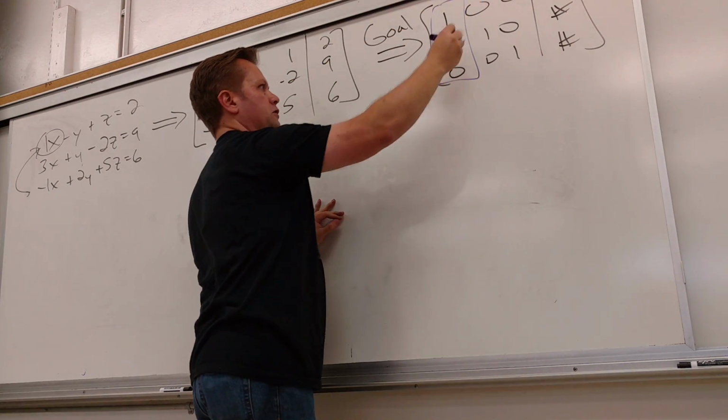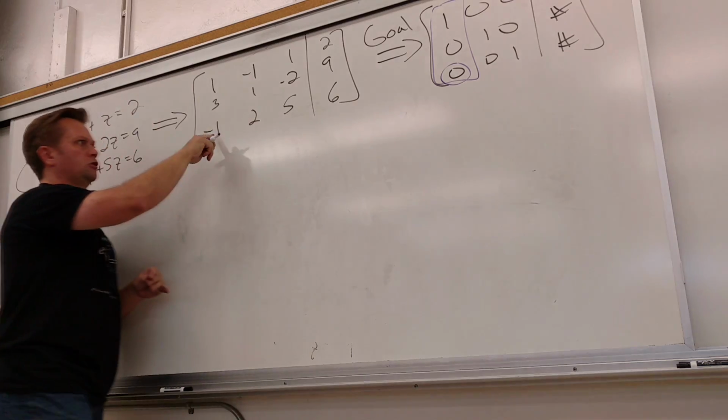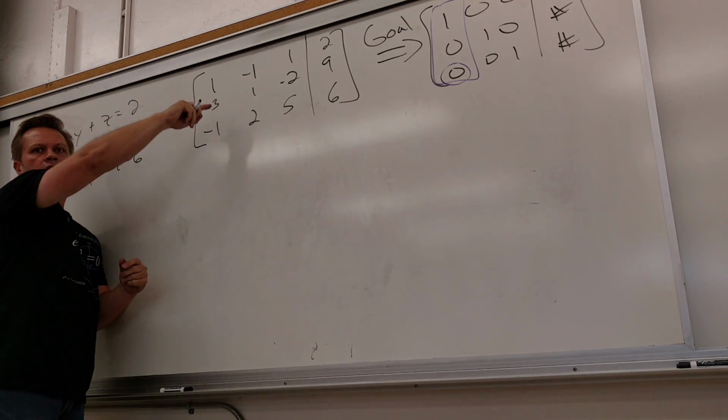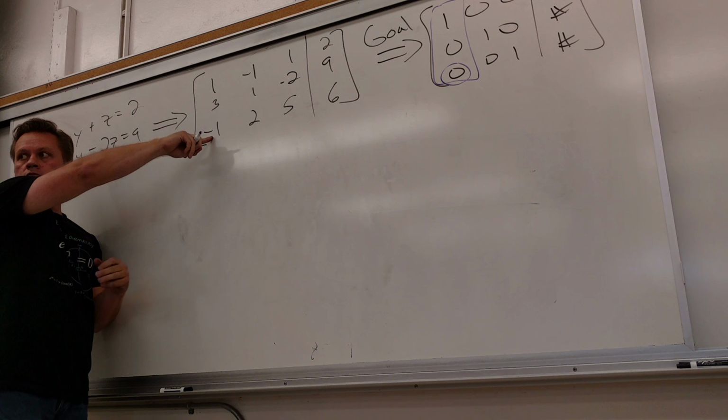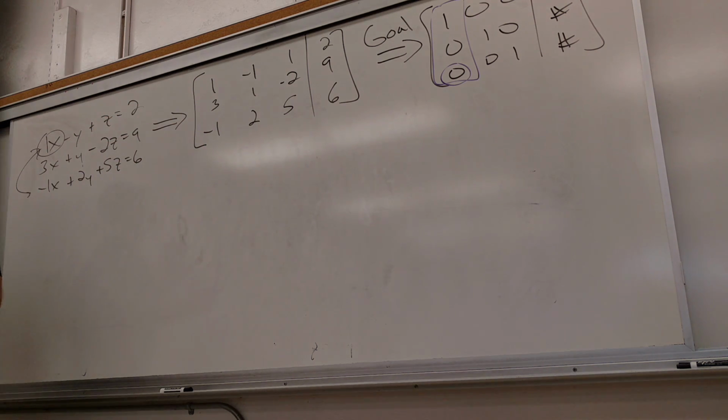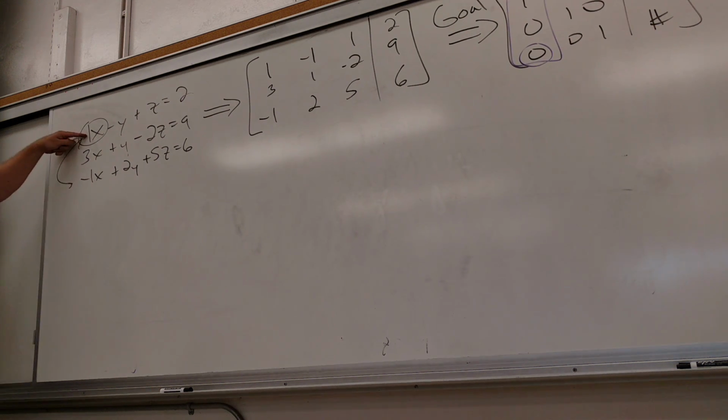Looking at the first column first, I need a 0 here. Can I make a 0 show up here? If I do what? Take row 1, add it to row 2. If I add row 1 and row 2, won't there be a 0 here? Yeah. Okay. So it's just like adding this equation to this equation. It's the exact same thing.